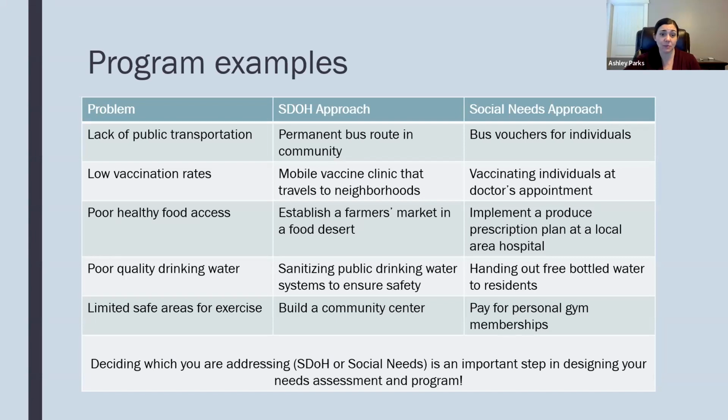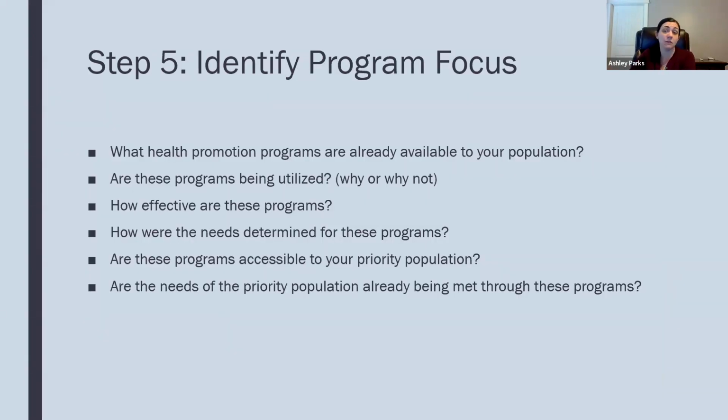And another great example here is low vaccination rates. So let's talk about that one for a second, because with COVID, I think most of us are familiar with that. If we have a mobile vaccine clinic that travels to neighborhoods, that is a social determinants of health approach. Versus if we just vaccinate at individual doctor's appointments, that's a social needs approach. When someone needs the service, they get it. So both important ways to think about things, but if we can address them at a broader social determinants of health level, we tend to have a longer impact.